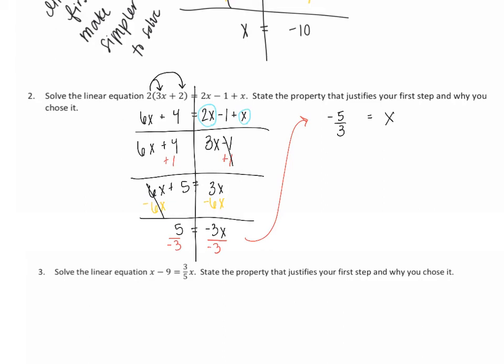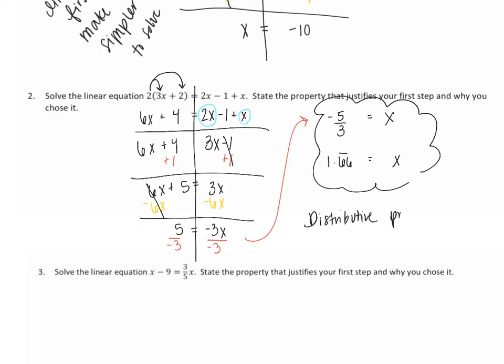I could turn that into a decimal if I wanted, turn it into a mixed number if I wanted. So if I do 5 divided by 3 as a decimal, that's 1.66 repeating. Those are my answers. Same number, I don't care how you show it. The first thing that I did was I distributed. I used the distributive property. And I did that because it helped me simplify.